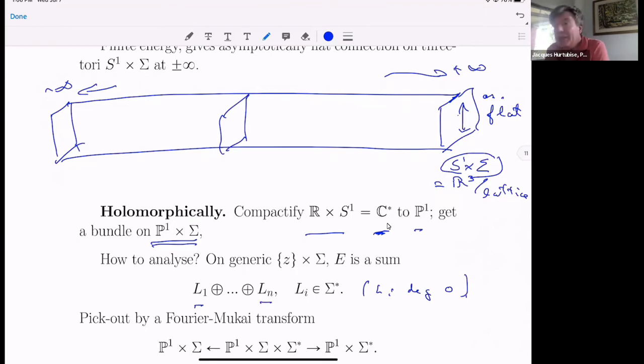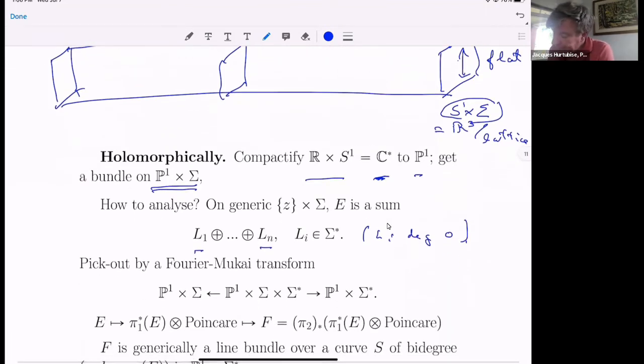And there's a very nice algebro-geometric way of picking these out. What it uses is that H^1 of Σ with coefficients in L, a line bundle of degree 0, is 0 unless L is trivial.